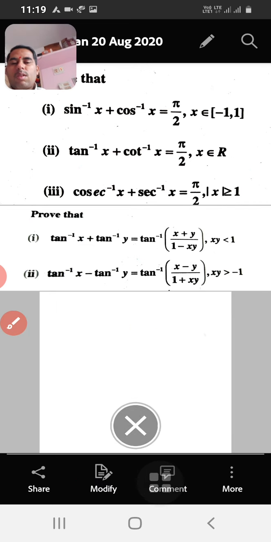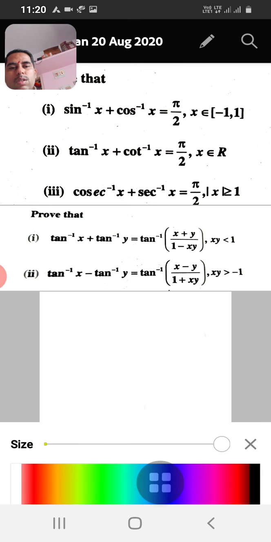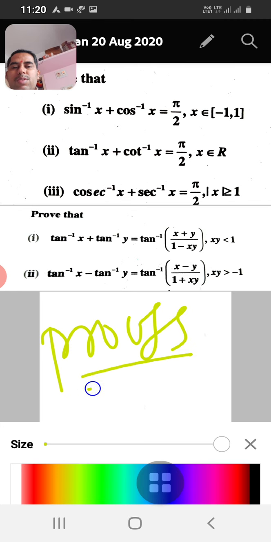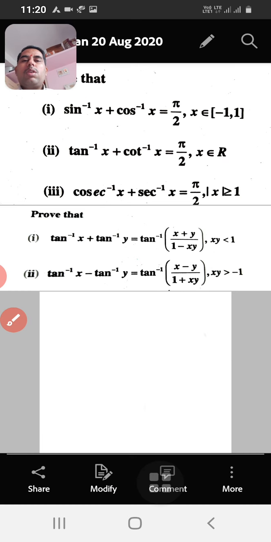So you have to remember all these results along with proofs. So now I am going to prove these properties one by one. Okay, let us take up one by one here. Sin inverse x plus cos inverse x is equal to pi by 2. Then second one is tan inverse x plus cot inverse x gives us pi by 2. Cosecant inverse x plus secant inverse x is equal to pi by 2. So these questions may be asked in the examination for 2 marks. So all of you concentrate on the screen. Let us take up one by one.